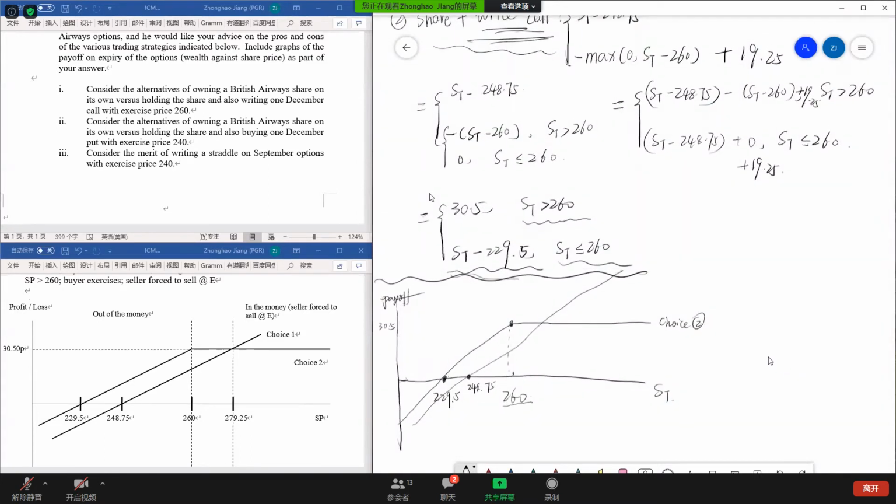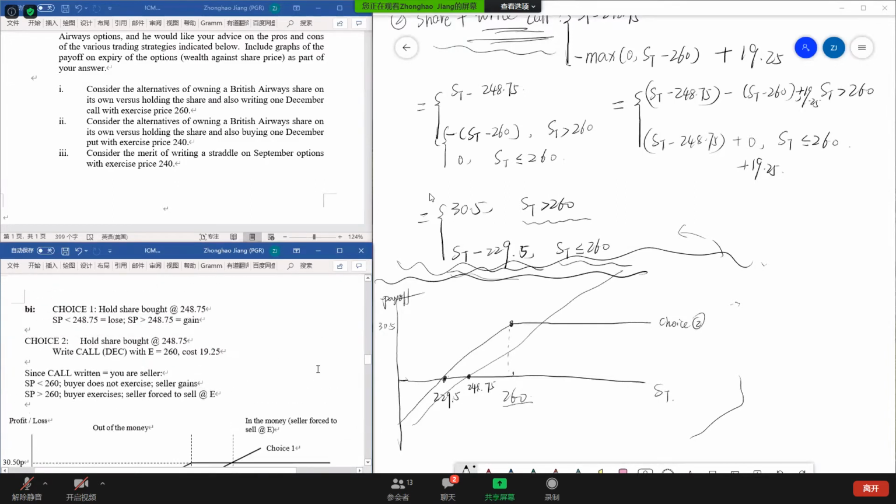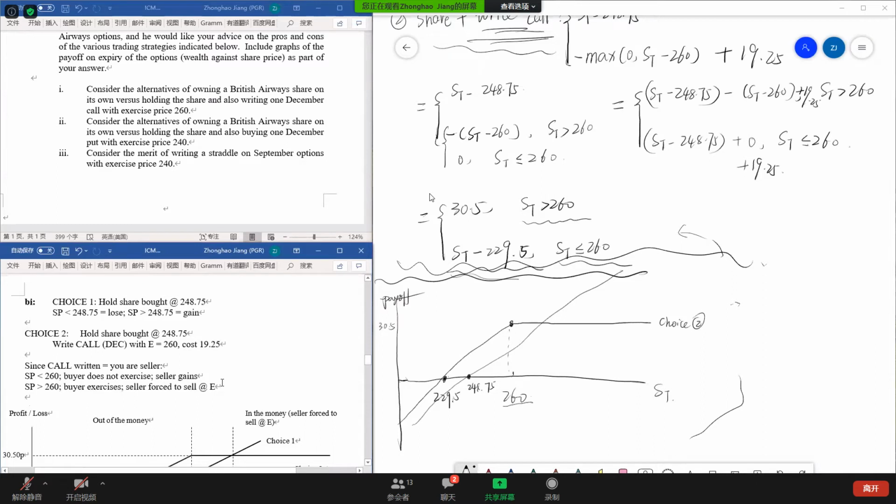So to solve this kind of question, we can first write the payoff function, and then we draw the graph based on the payoff function. I think this is a more direct way. I think it's better than the answer provided on the model.